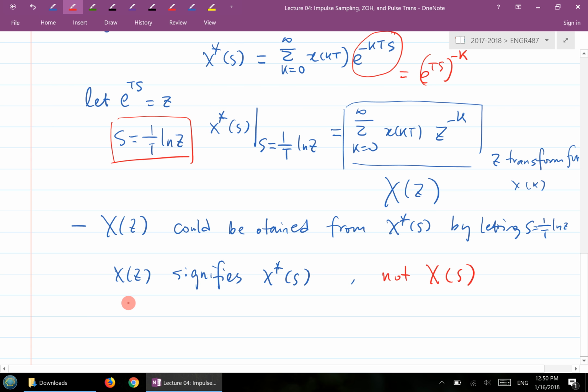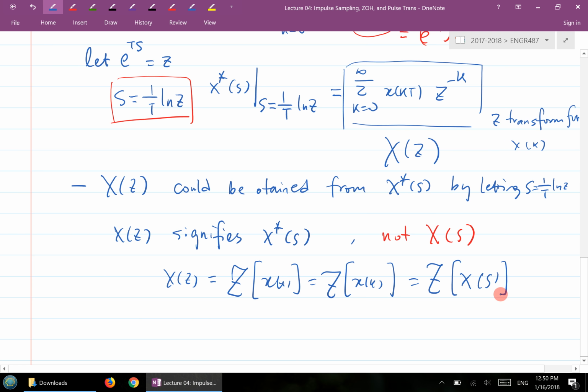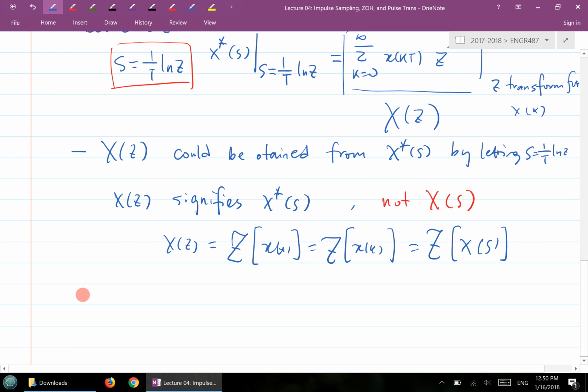So your x of z, from the previous lecture, we have writings saying x of z equal to the z transform of this, or the z transform of that. So they're all equivalent, right? That's fine. But it doesn't mean that when you look at this as a new formula, you can simply substitute s with this over here to get the z transform. So that's a very common pitfall here.